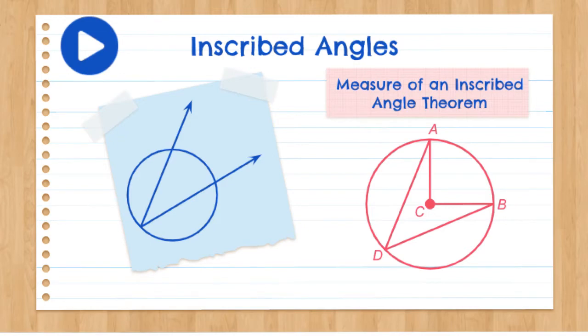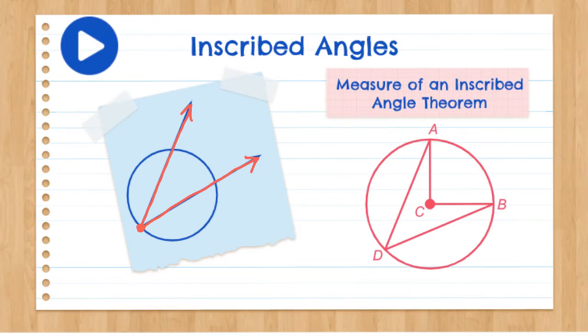Firstly, let's talk about what an inscribed angle is. An inscribed angle is an angle whose vertex is on a circle and whose sides contain chords of the circle. So let's look at this blue circle here. This inscribed angle is created by these two red rays. Notice how these two red rays have the vertex right here that's on the circle.